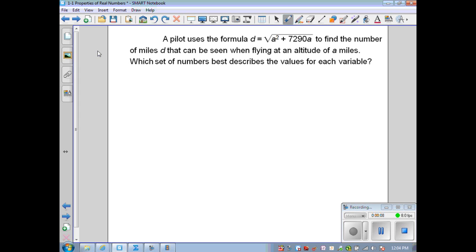In the next example, they want us to determine which set of numbers best describes the values for each variable. A pilot uses the formula d equals the square root of a squared plus 7,090a to find the number of miles d that can be seen when flying at an altitude of a miles.